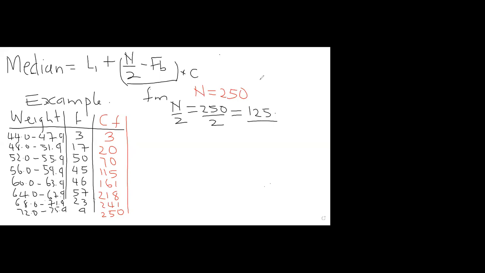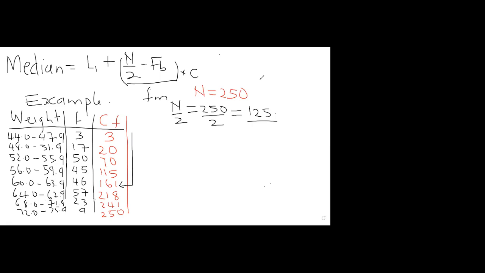Now, when you get the 125, move and look for that figure until you find something either equivalent to it or something that exceeds it. So you move and ask: these are three people, 20, 70, 125. So basically 125, if we are doing a search.